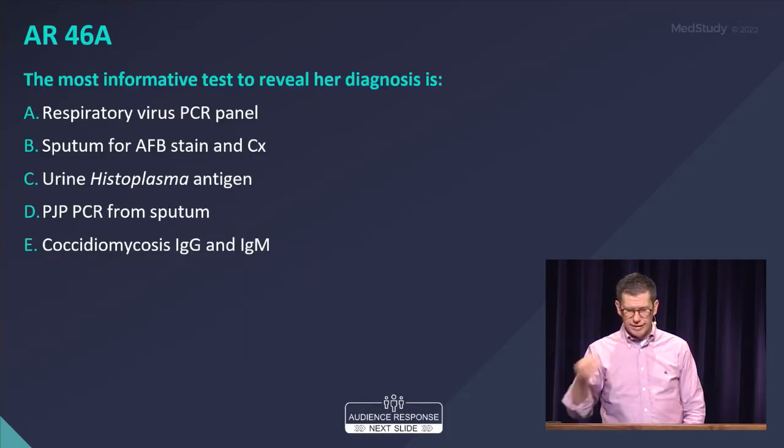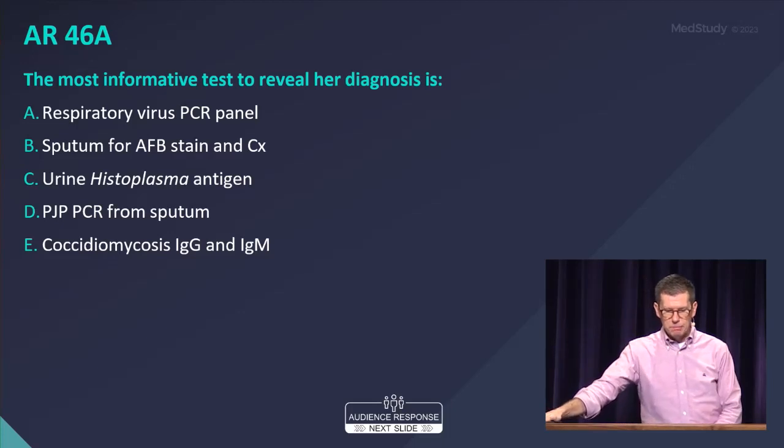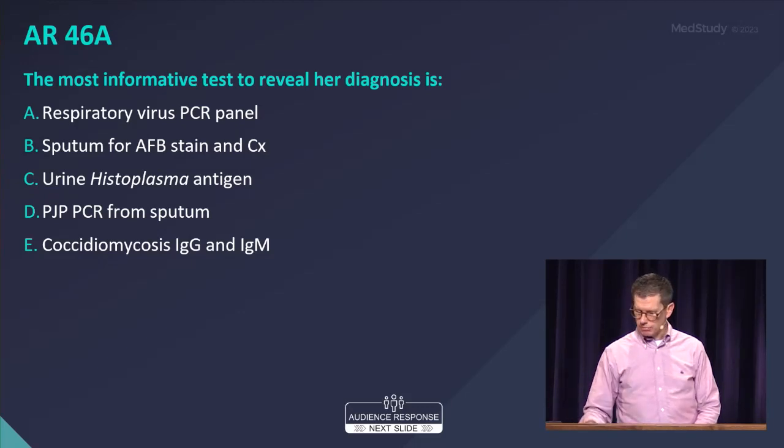So the most informative test to reveal her diagnosis is A, a respiratory virus PCR panel, B, a sputum for AFB stain and culture, C, a urine histoplasma antigen, D, a pneumocystis PCR from the sputum, or E, coccidioides mycosis IgG and IgM.